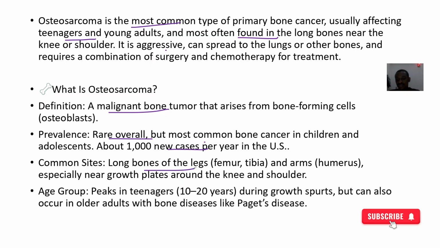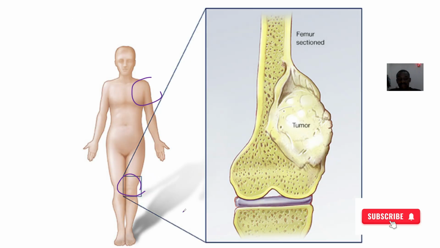Usually it affects the long bones: the femur, the tibia, the humerus. It mostly affects teenagers between age 10 to 20. It can also occur in adults, alongside other bone diseases like Paget disease.